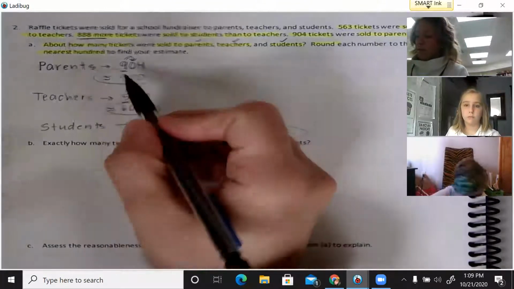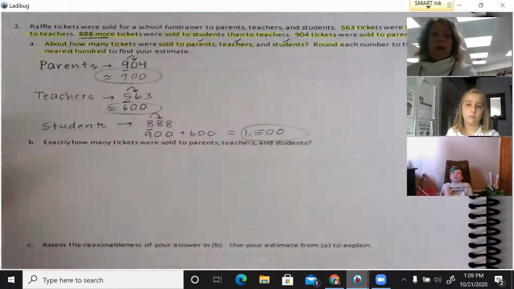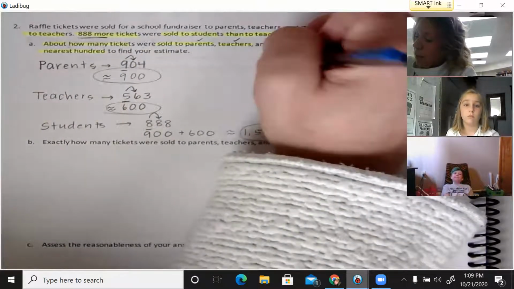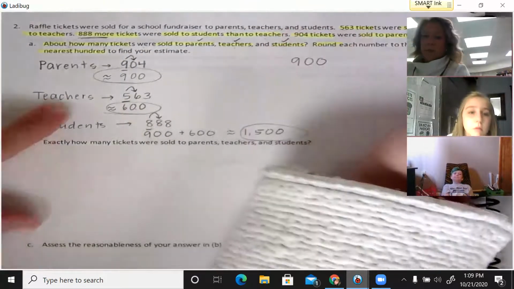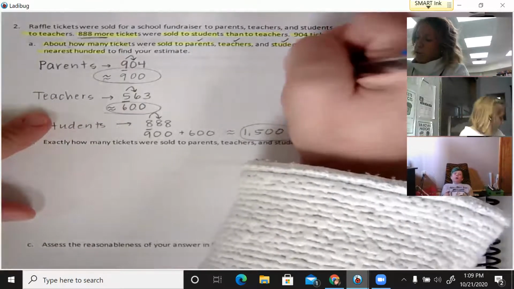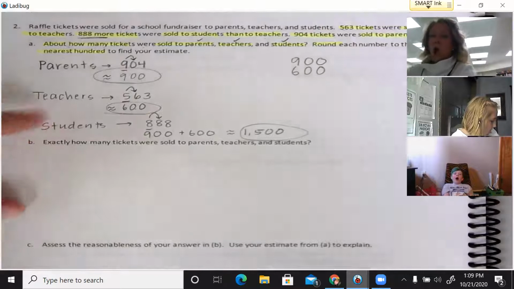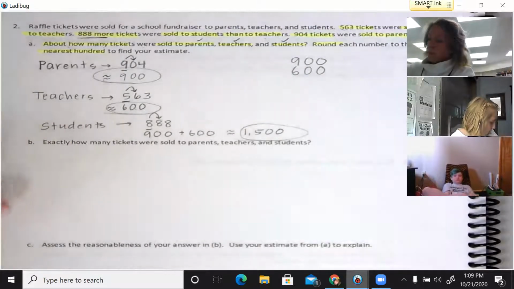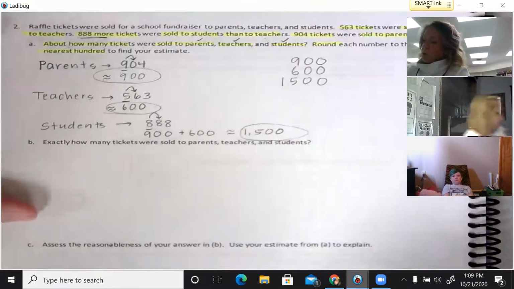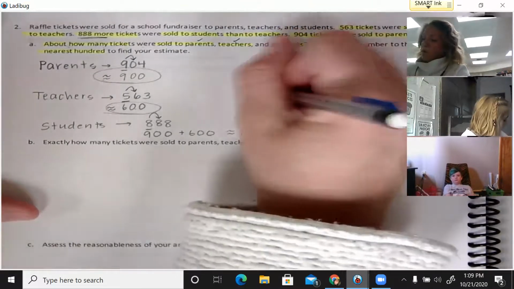I'm going to take these values, and since we want to figure out how many were sold to all of them combined, I'm going to line them up and add them. So here's my parents, 900, about 600 for the teachers, making sure I have all of my place values lined up perfectly, and then 1,500 for the students. I'm going to add those up.